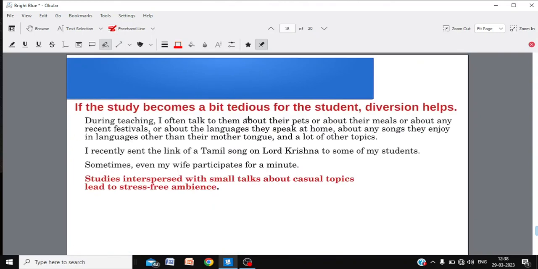If the study becomes a bit tedious for the student, diversion helps. Talk about their pets, talk about their meals, talk about any recent festivals, about the languages they speak at home, or any song they enjoyed in their mother tongue, and a lot of other topics. In fact, I sent the link of a Tamil song on Lord Krishna to some of my students.